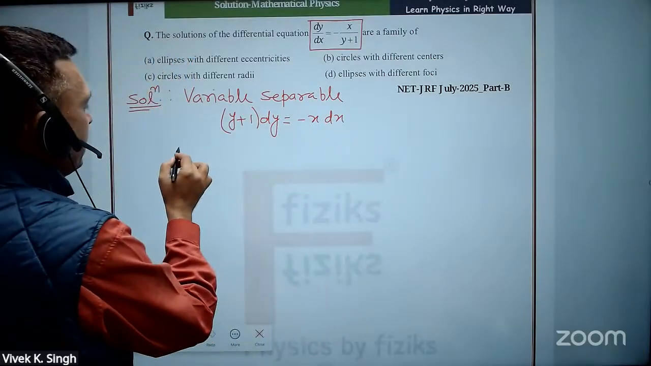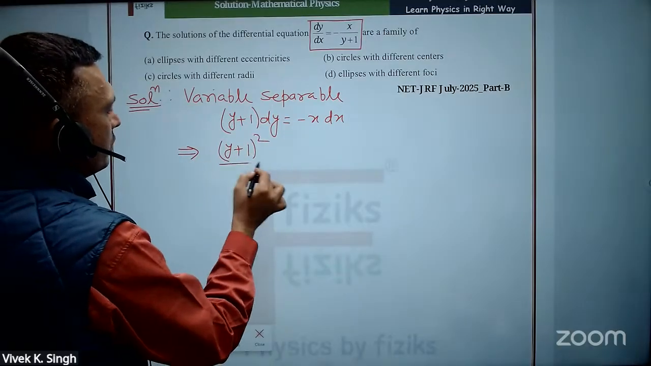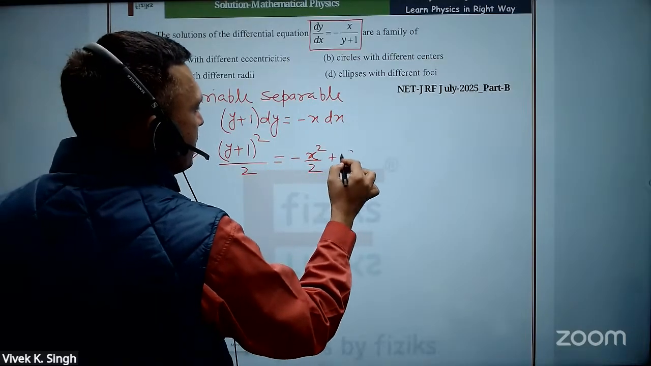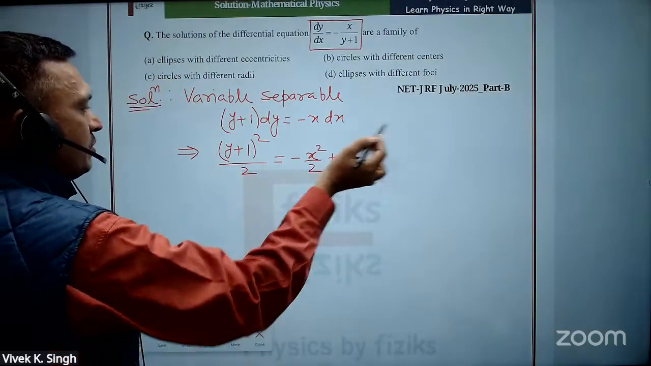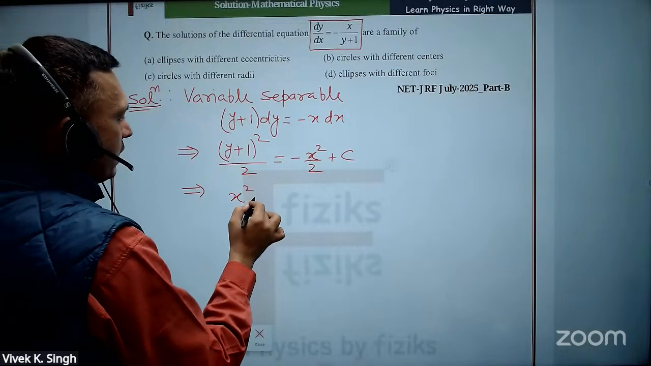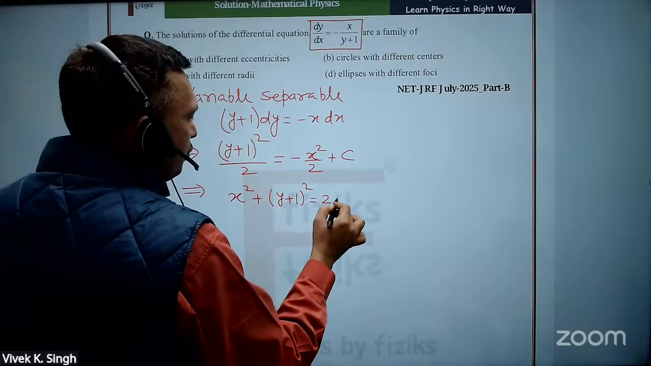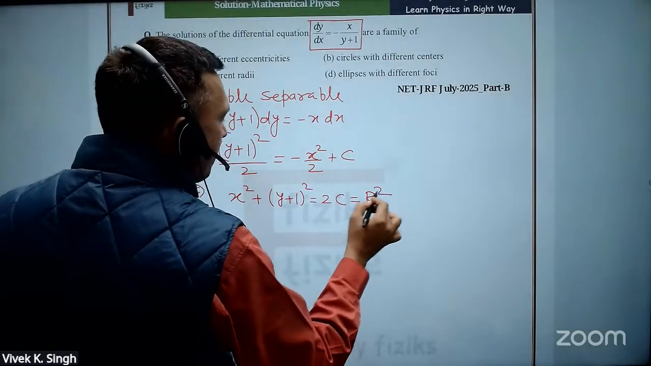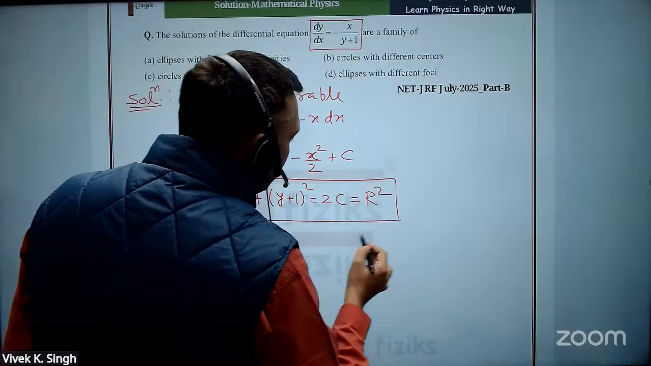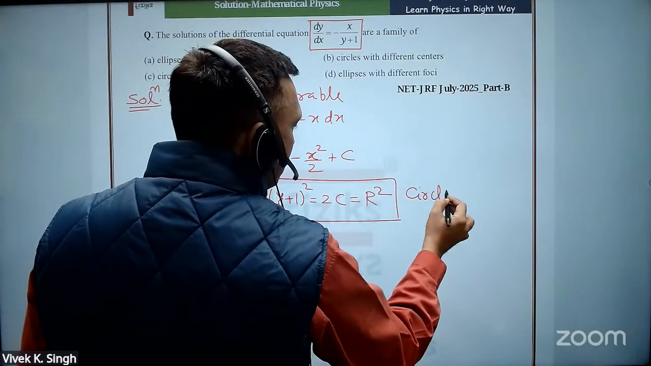Now if you integrate, what will you get? y plus 1 whole square by 2, and here you will get minus x square by 2 plus some constant c. Then let's multiply both sides by 2 and rearrange. This will give you x square plus (y plus 1) whole square equals 2c. Let's take it as r square. Now you know it's an equation of a circle. This represents an equation of a circle.